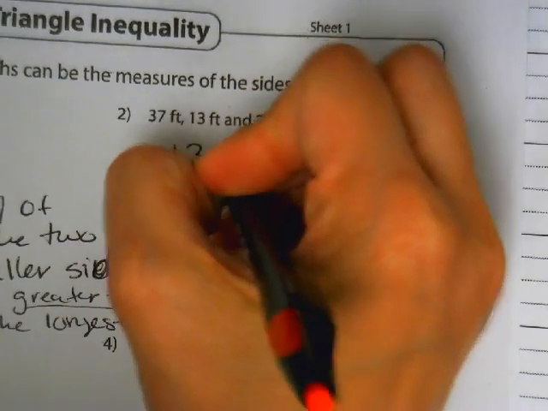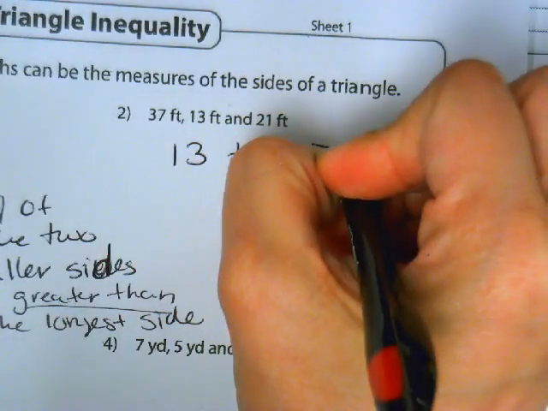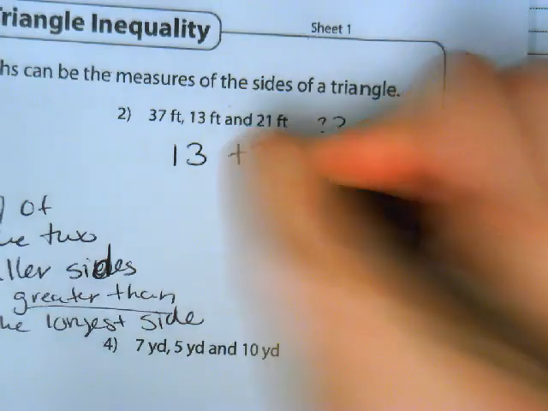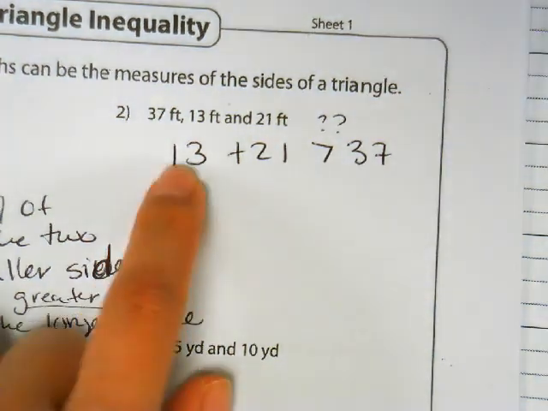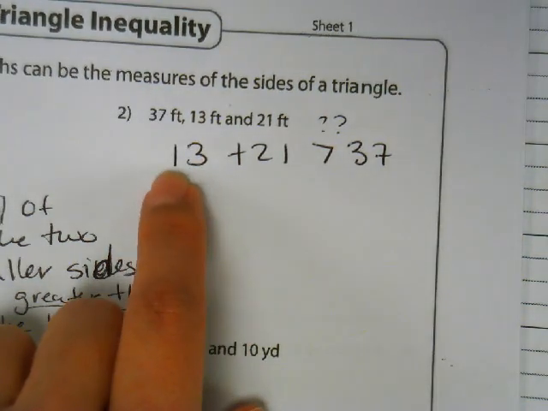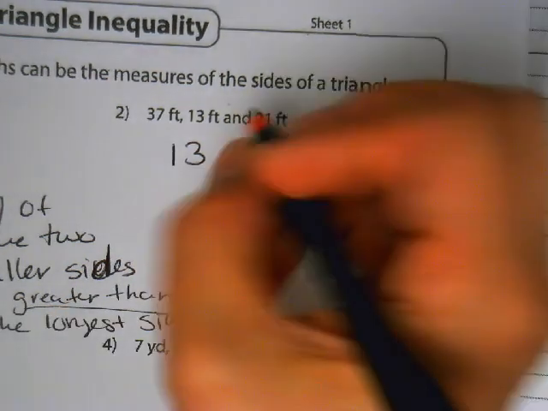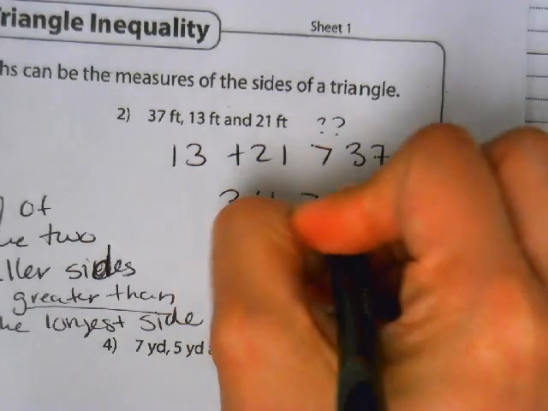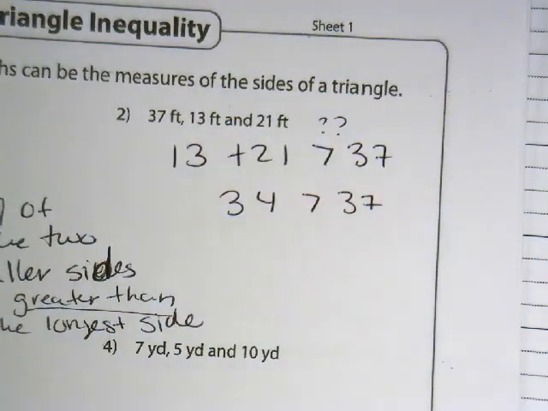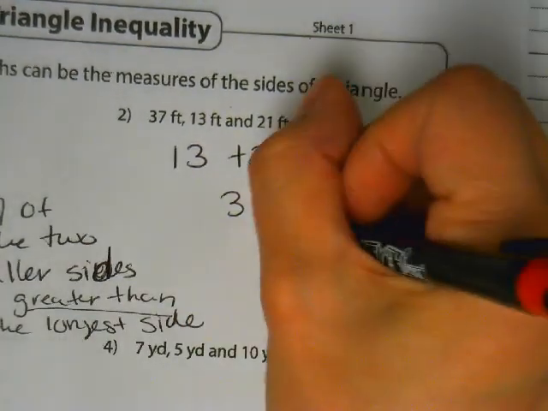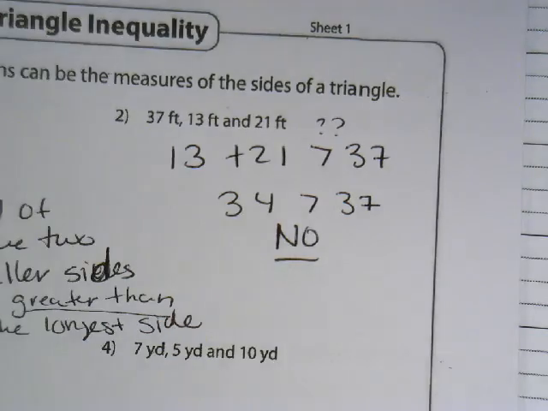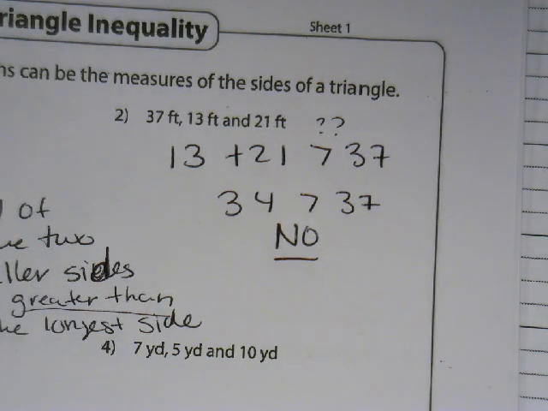13 plus 21, is that greater than 37? Question mark. So the two smaller numbers, I add them. What do I get when I add the two smaller numbers? 34. Is 34 greater than 37? No. The alligator is not eating the bigger number, so this would be a no. So you take your two smallest numbers and you add them. And then you figure out if it's bigger than your longest one.